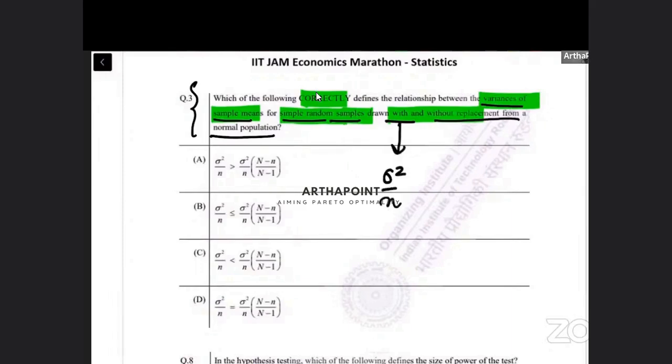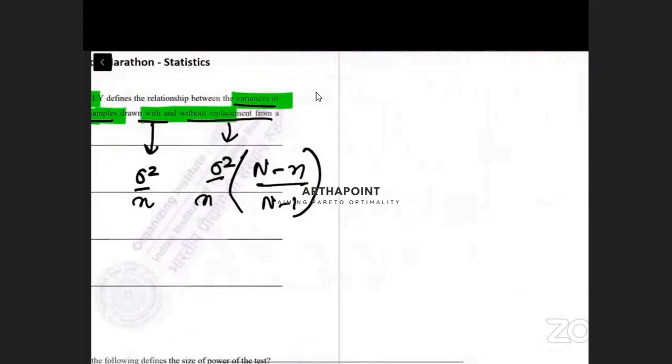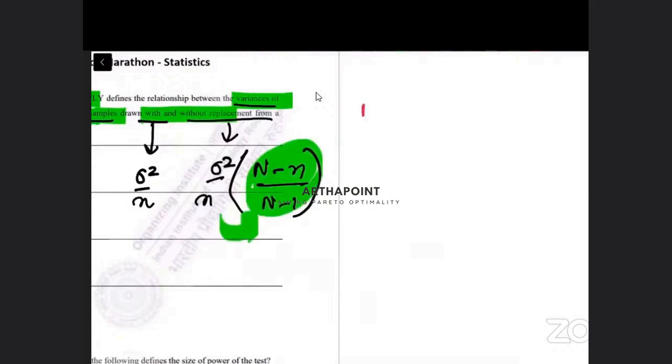And we know that without replacement, the variance is given by sigma square by n, into N minus n upon N minus 1. Now we just have to evaluate this factor once, because it is multiplied with sigma square by n. So what we can do is compare: is N minus n greater than N minus 1?